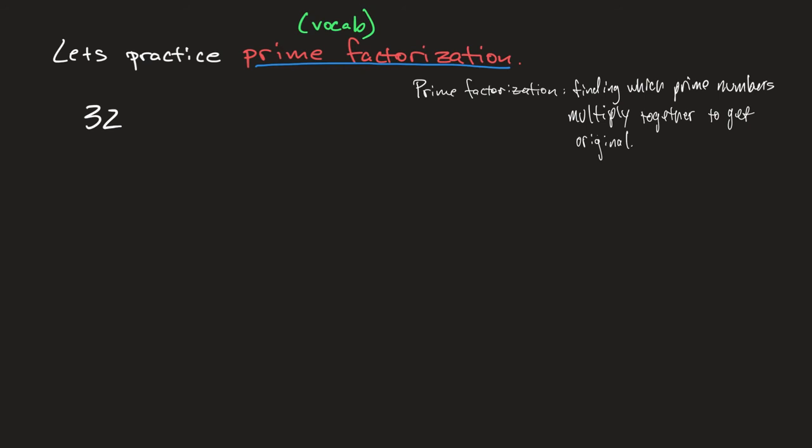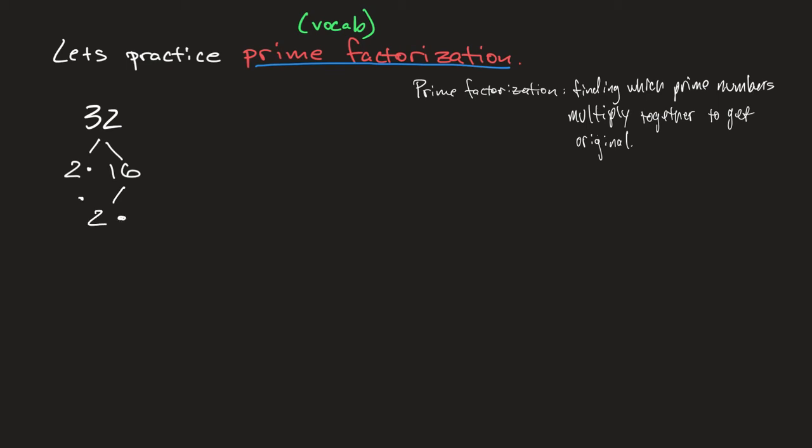So we have a number 32 here. Let's break it down. First thing I like to do is say, is this number even? Yes. So 2 times something equals 32. It happens to be 2 times 16. 2 is prime, so I cannot break this down anymore. So let's look at 16. That's even, so 2 is also a factor of that.